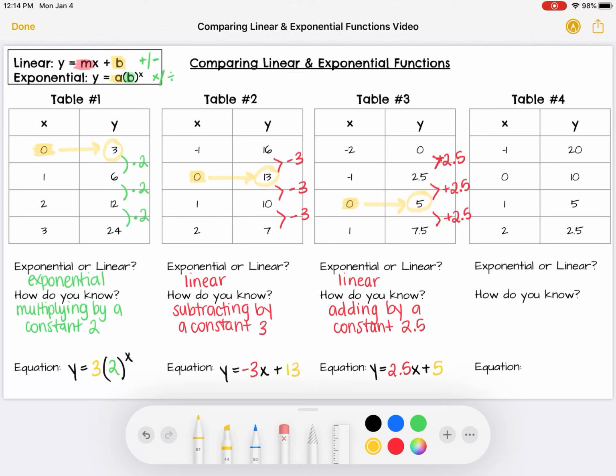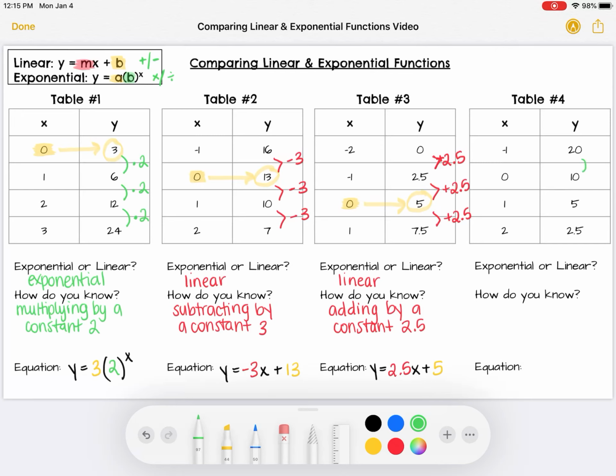All right, now into our last table. Again, I always start by looking at the y values. My y values are 20, 10, 5, 2.5. Now, the first thing I notice is that my y values are getting smaller each time, so it's either going to be subtraction or division. So let's test out subtraction. I always test out addition or subtraction first because it's usually easier to see.